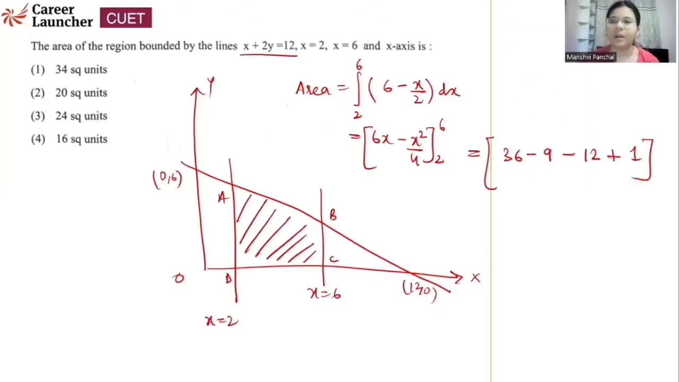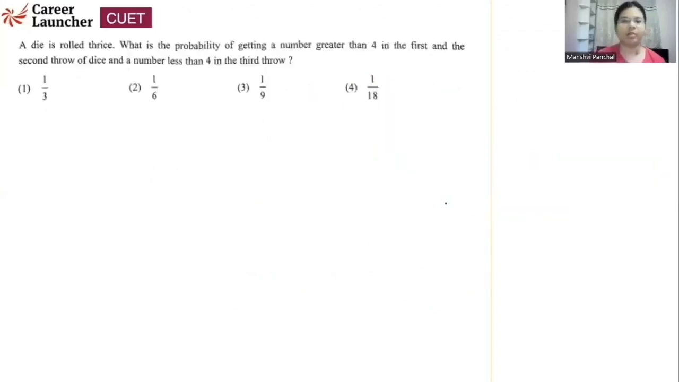So 37 minus 21 will be your 16 square units. So 16 square units is our answer.